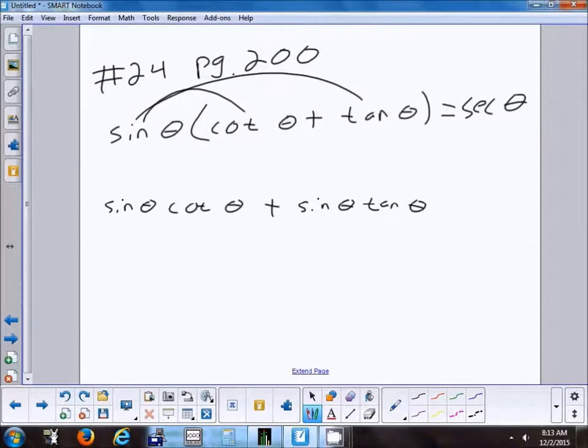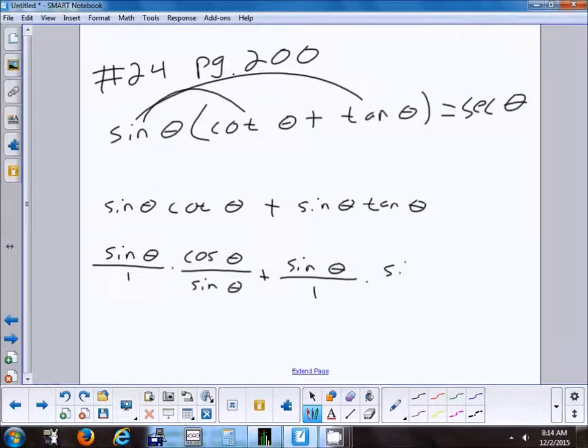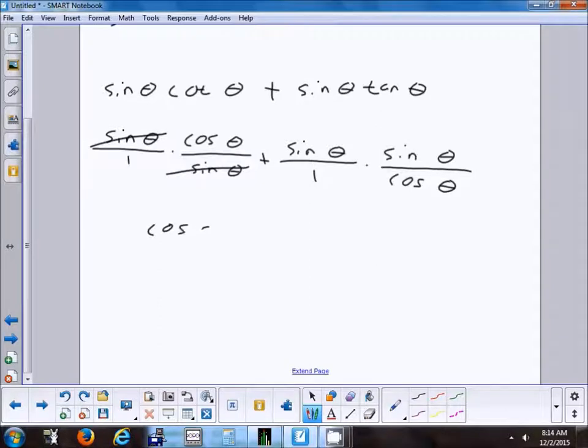Now I would change everything to sines and cosines. If you want, you can write that with a denominator of 1. Cotangent we write as cosine over sine. Again, sine, if you want, put a denominator of 1. And tangent is sine over cosine. Now in the first fraction, we can cancel out sine from the top, sine from the bottom. We're just left with cosine theta over 1 plus sine squared theta over cosine theta.